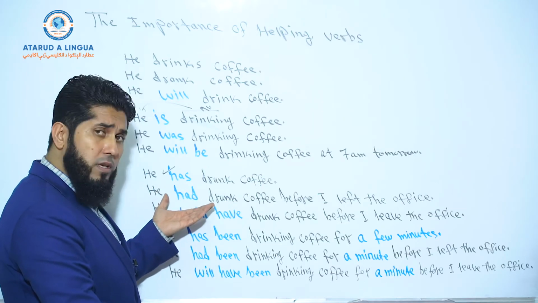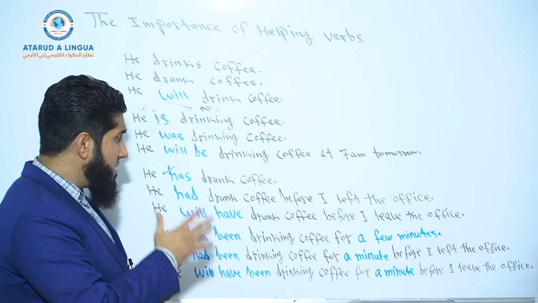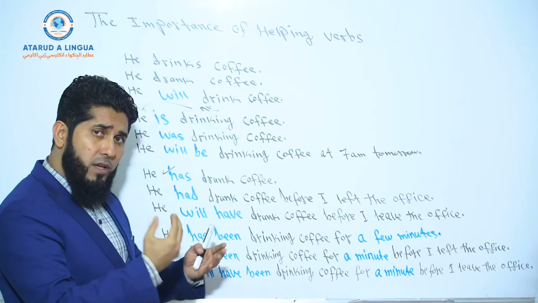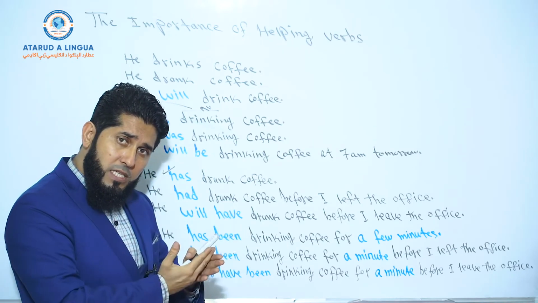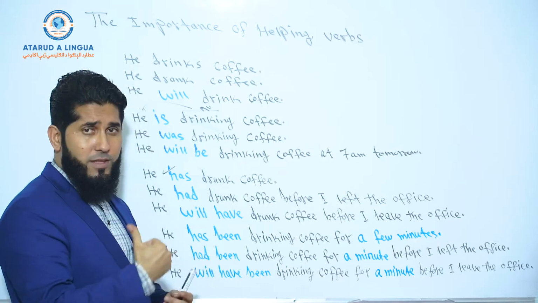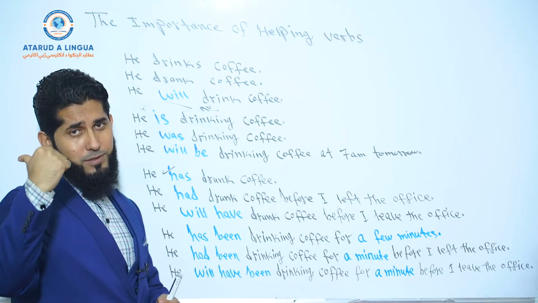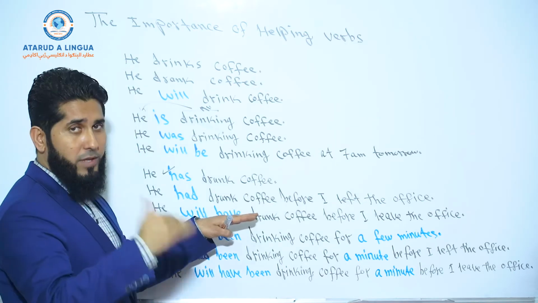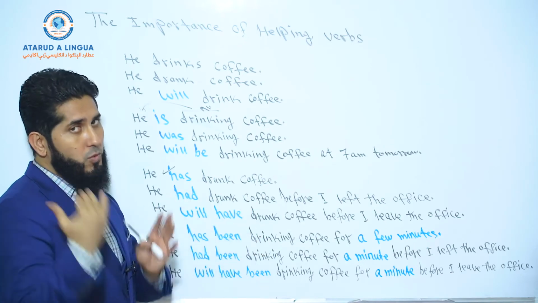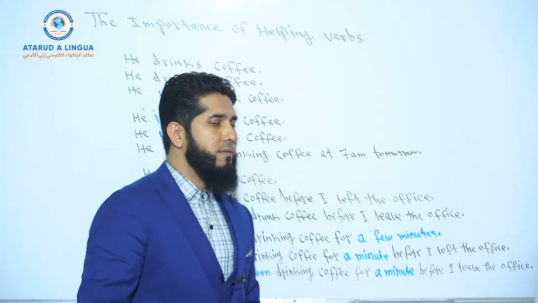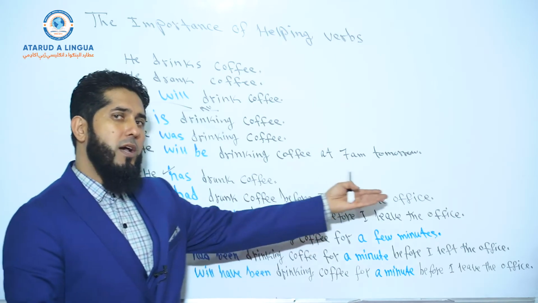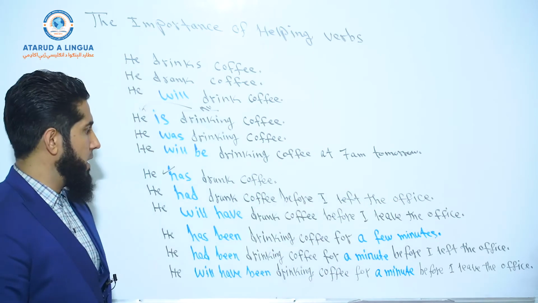Now, it gives us an idea that the action of drinking coffee completed before another action in the past. So he had drunk coffee. The action of drinking coffee was completed before I left the office. So before the other action happened or that took place.